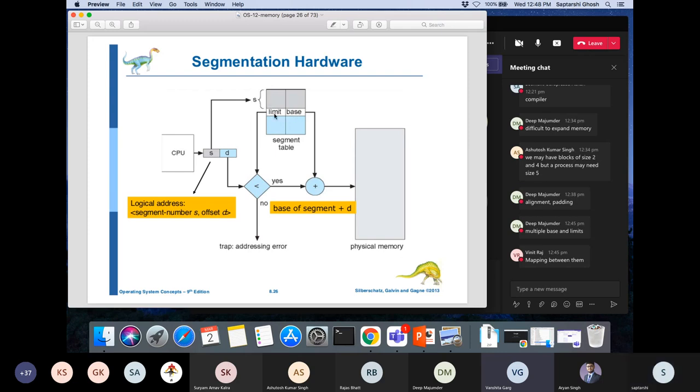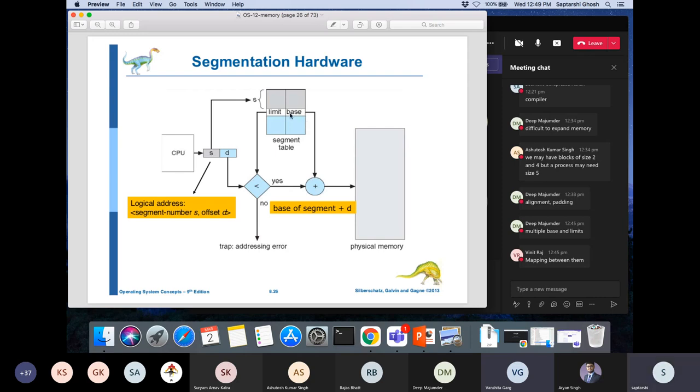So first a check will happen. Within this segment, the CPU is asking for address D. Is that segment large enough? Maybe if the segment size is itself 1000 and D is 1050, this should not be allowed. So it is checked. Is D less than limit? If no, then an addressing error. If yes, then D is added to the actual physical starting address of that segment, which is stored in this base.